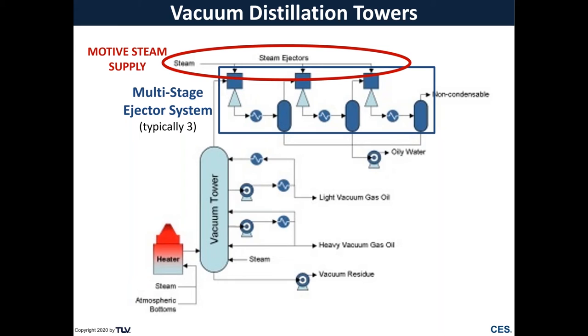A motive steam line is supplied to each of the ejectors at one constant pressure. The tower is usually very tall, and the ejectors will normally be located on a platform several feet above the ground.